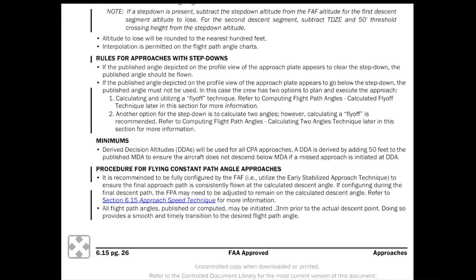Now, what we've changed it to, if you look at the first bullet under procedure for flying constant angle approaches, it says it is recommended to be fully configured by the final approach fix. And we're using the right terms, early stabilized approach technique, and that's the most successful technique for those not 100% confident in the managed selected approach way. Because remember, if we do a selected descent in FPA, when we start configuring, the FPA will not go back and chase your profile down like it does on an ILS. Mm-hmm. Perfect. Okay, great. Thanks, Chris.